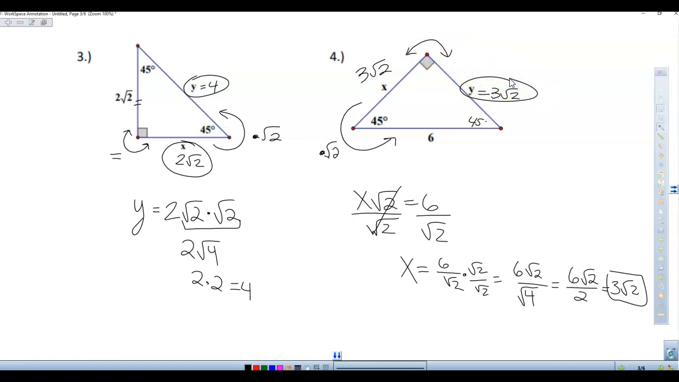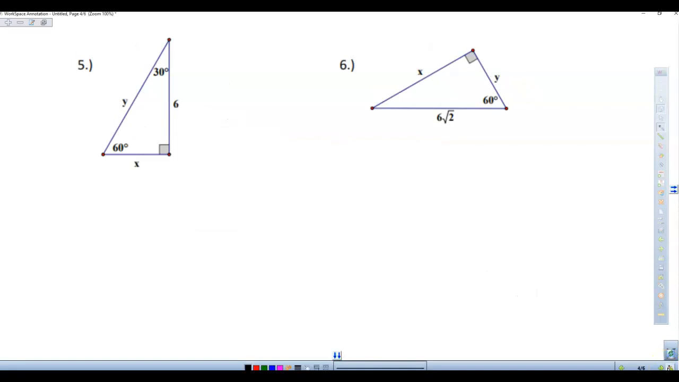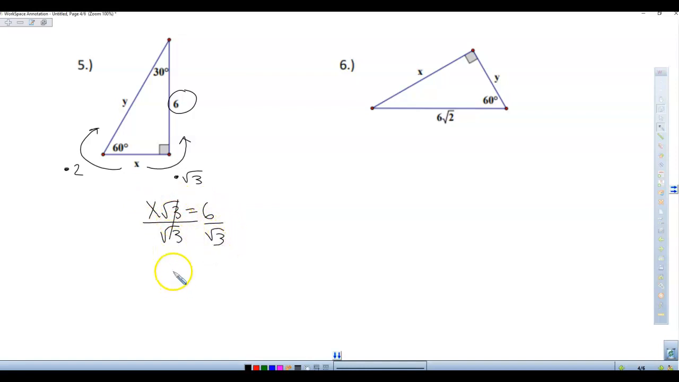All right, let's move on and look at the next examples here. These are some 30, 60, 90 triangles. And so, again, the relationship is from the short leg to the long leg, we multiply by root 3. And from the short leg to the hypotenuse, we multiply by 2. So in this case, because the only number I've been given is this 6, I'm going to use the relationship from the short leg to the long leg and say, okay, x times root 3 is equal to 6. Then I will divide both sides by root 3. And I get x is equal to 6 over root 3.